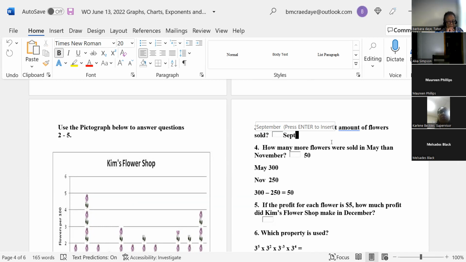Okay. Now, I think everybody got these pretty much right. But when you got to number 5, then I think we had a problem. If the profit for each flower is $5, how much profit did Ken Flower Shop make? How much profit, Maureen?